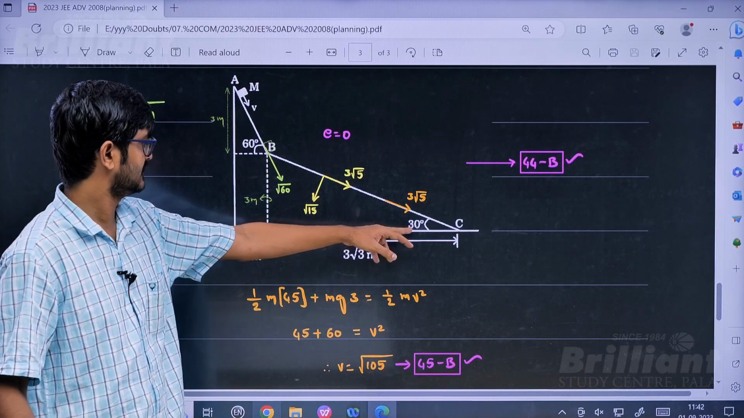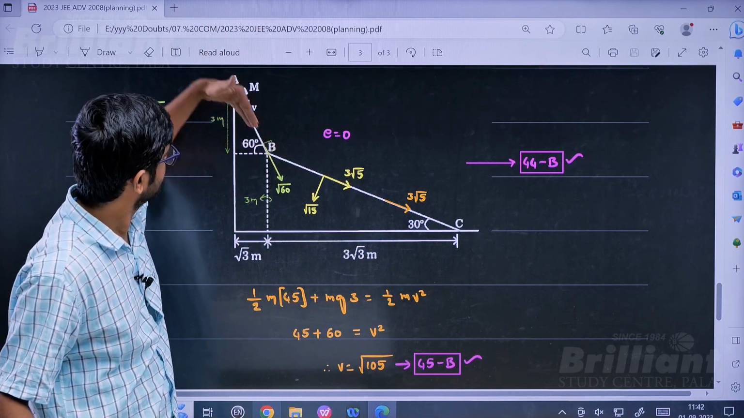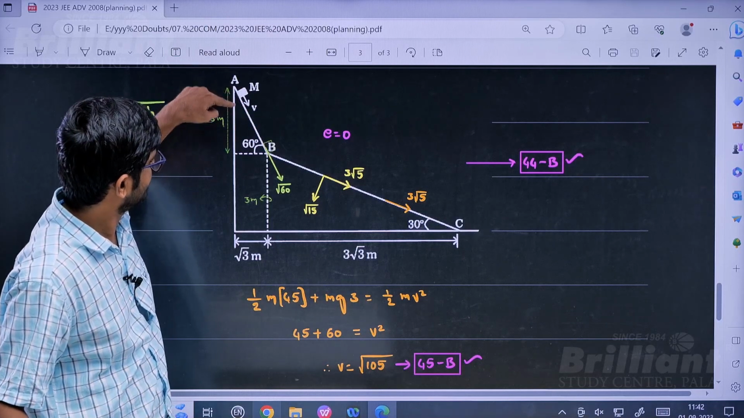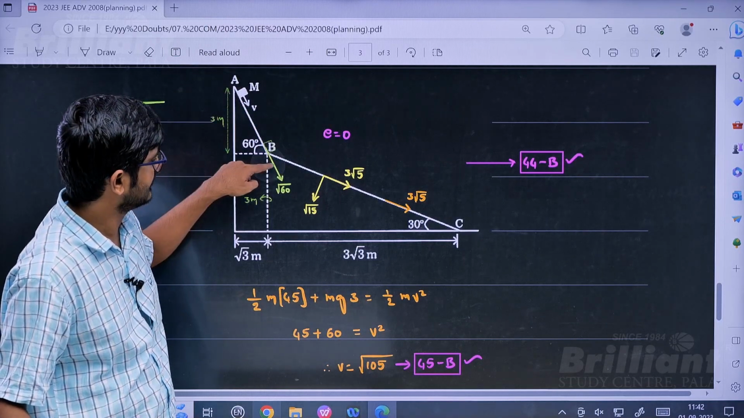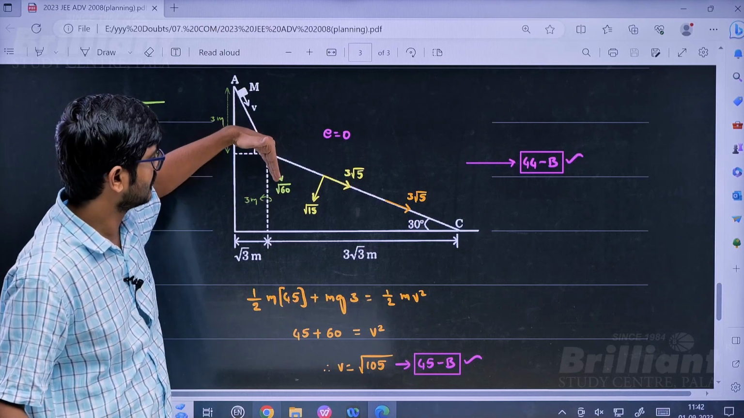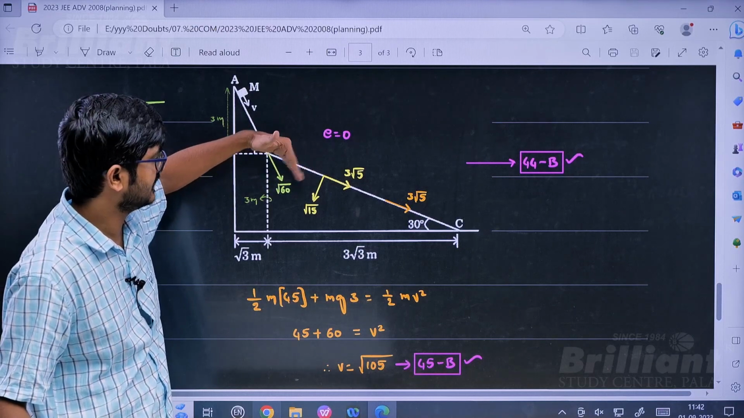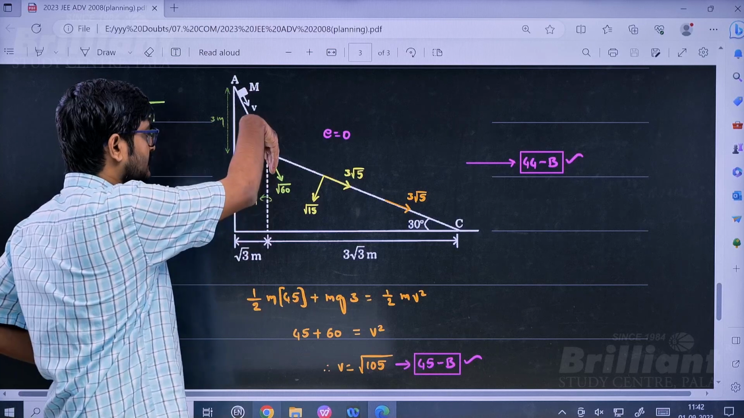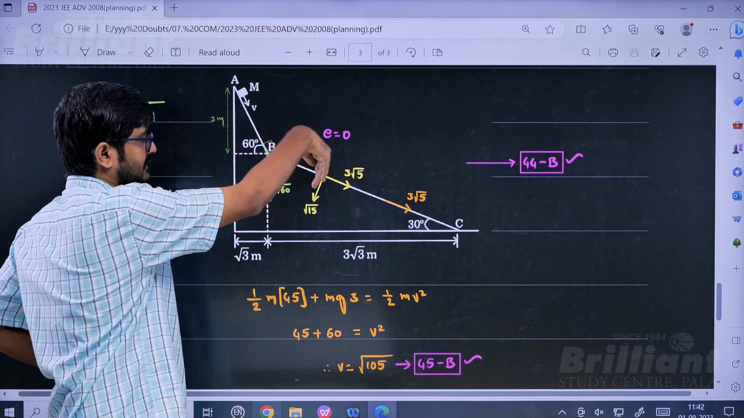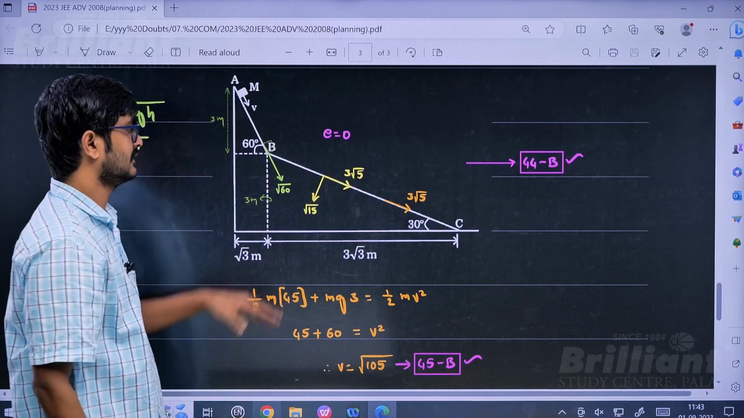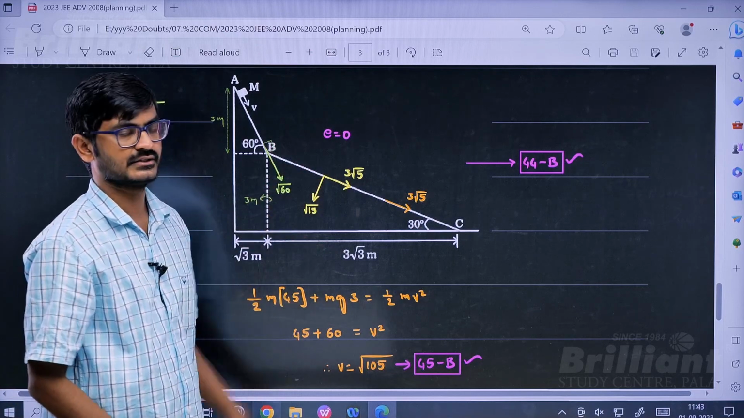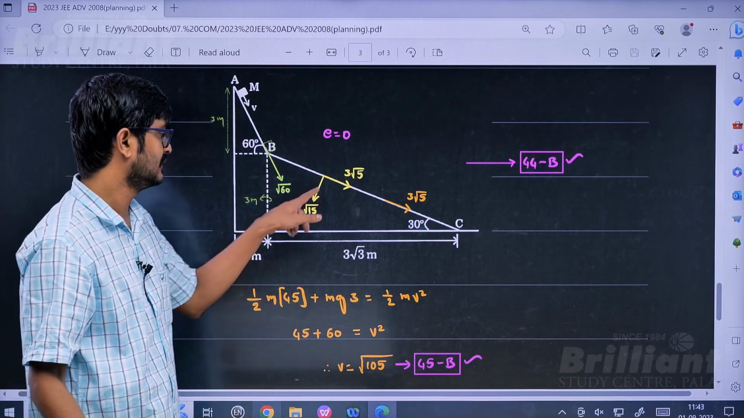That you can manage, right? So, this is 60 degrees, this will be 30 degrees, and then this will be 30 degrees. So, when you resolve it, you get root 60 cos 30 and root 60 sin 30. Root 60 cos 30 will be this thing, root 60 sin 30 will be this thing. So, resolve it along the incline and perpendicular to the incline, and when e is 0, what will happen?